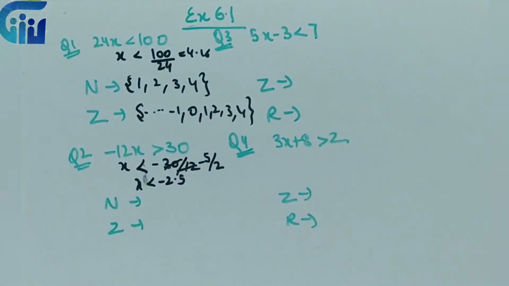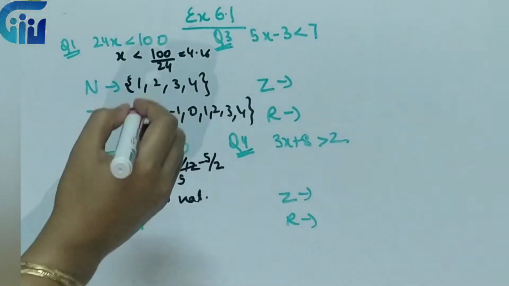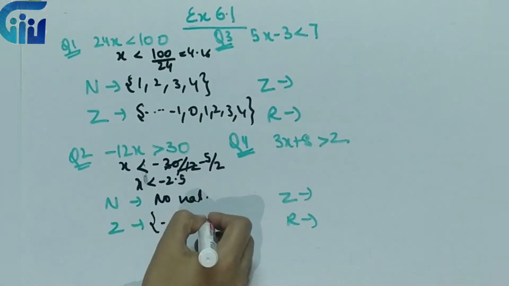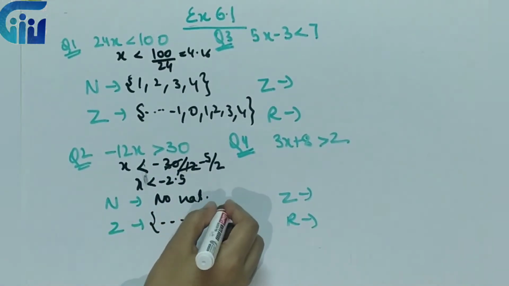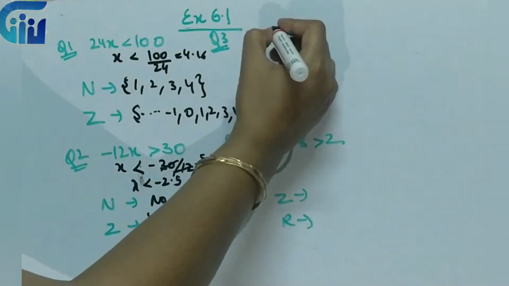If we have to write a natural number, we will say there is no natural number. And if we have to write integers, we will write dot dot dot, then minus 3, right? Have minus 3 and bracket close. Moving on to question number 3. It will also be done on the same line, so let's quickly solve it.